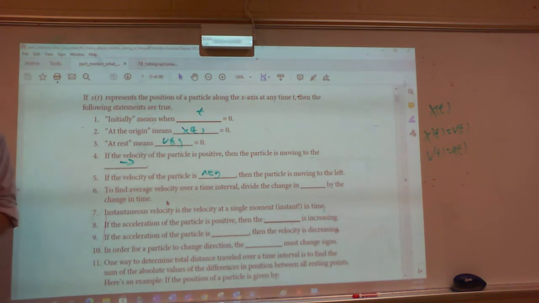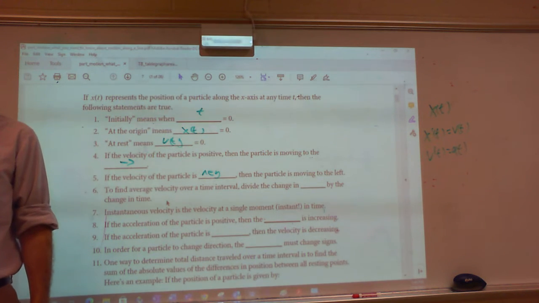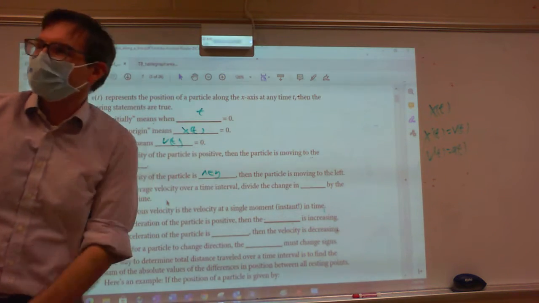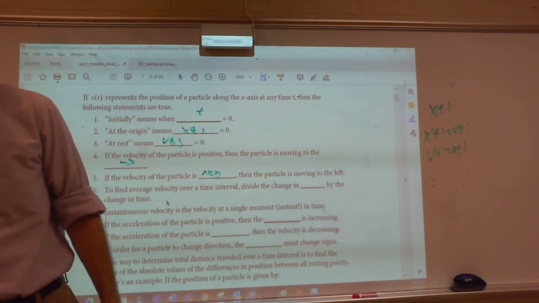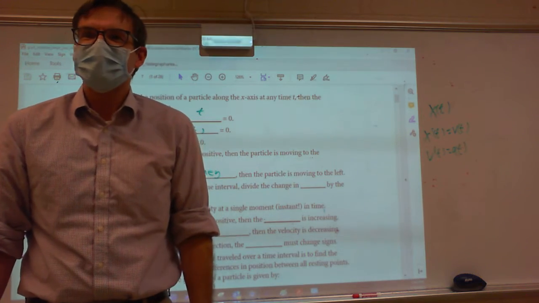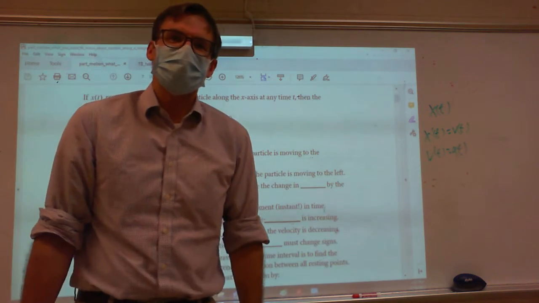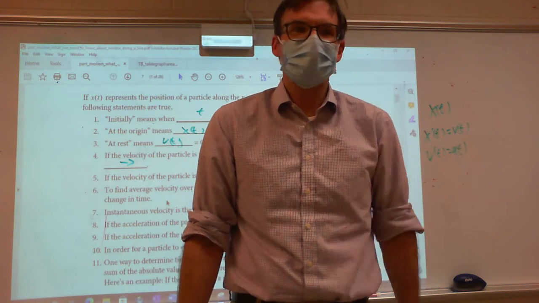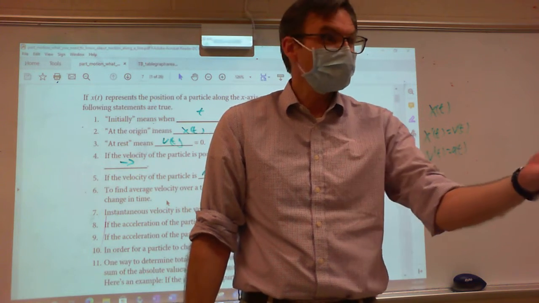Okay, to find average velocity. How do you find average velocity? You're driving. How do you find your average velocity? It's distance over time. Change in distance over change in time, right? Everybody okay? That's average velocity.